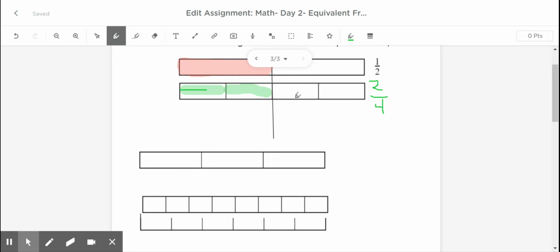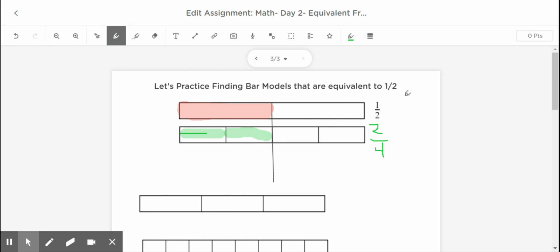It has equivalent values. So what I want you to do is go through each of the choices, line them up, and see which bar models are equivalent to 1/2 out of the ones that I've given you. You are going to have to write the fractions next to it, but that's not too many. So I want you to line them all up and figure out which bar models show fractions that are equivalent to 1/2.